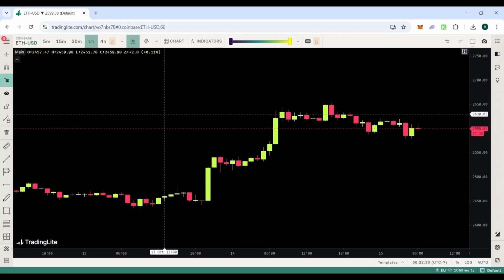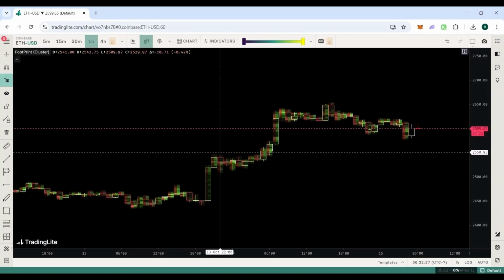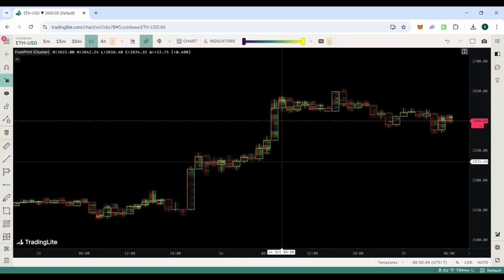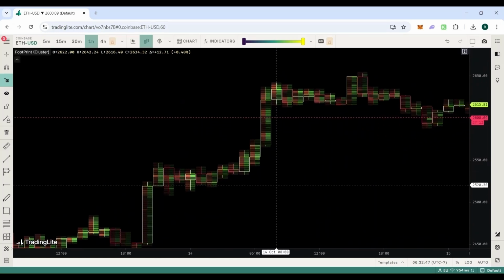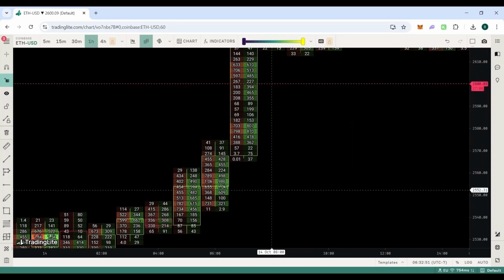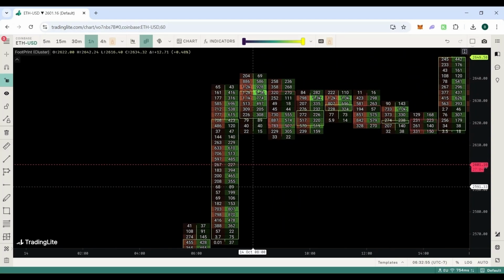This platform is from Trading Light, and here is a live footprint chart from tradinglight.com. All right. Okay, let me expand it a little so that it can be visible now.